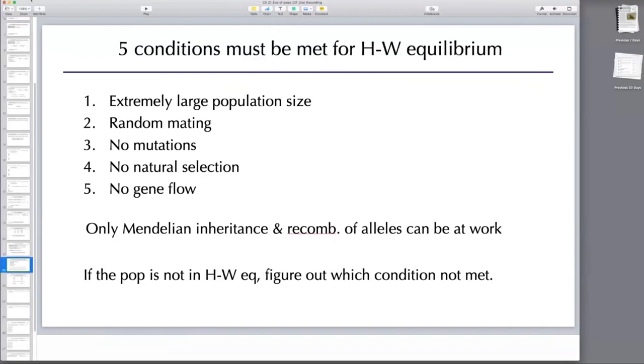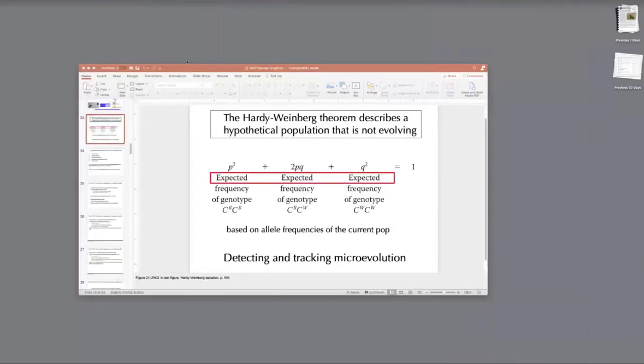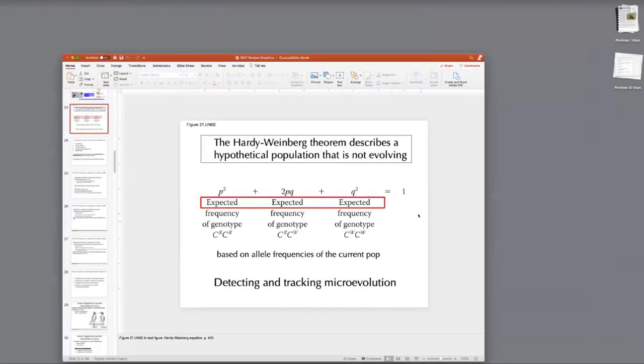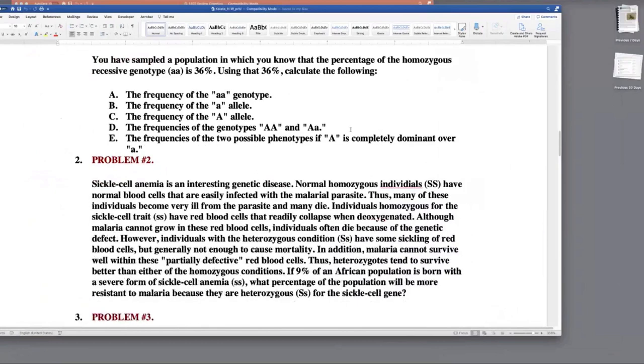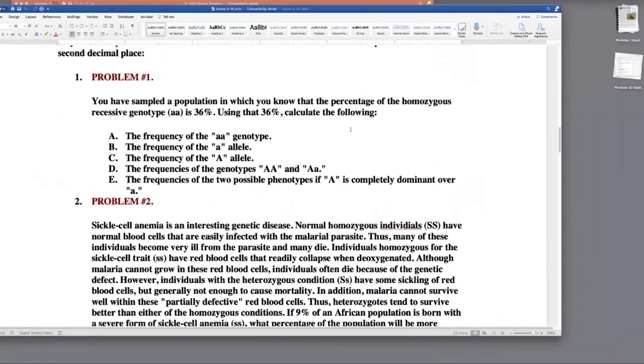So there's two scenarios. One scenario is that I tell you it's in Hardy-Weinberg, and in that case you can just use the Hardy-Weinberg calculation from the beginning. I'll tell you on the first one. You sampled a population in which the percentage of the homozygous recessive genotype is 36%. Using that 36%, calculate the following. I probably would not ask you all of them, so you want to figure out what you're being asked, so you don't go solving for things you don't need. If I tell you the population's in Hardy-Weinberg equilibrium, you can just straight up use the equation.